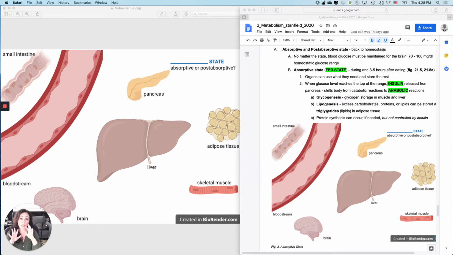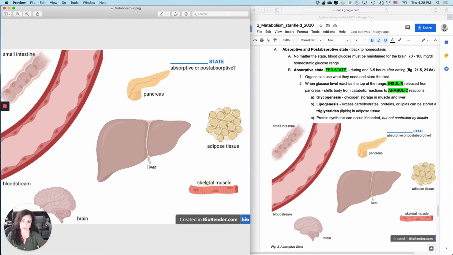So we're going to fill in. I've given you diagrams in your notes to fill in both of these. I'm going to fill them in a little bit bigger over here so that you can see the trends in the absorptive and post-absorptive state. And we're going to do absorptive state first, which is right here, which is also sometimes called the fed state. So the fed state, I have it represented in green right here.